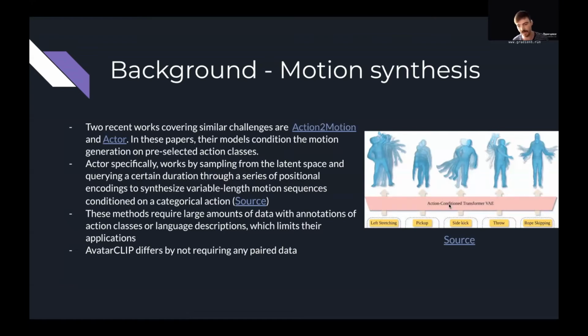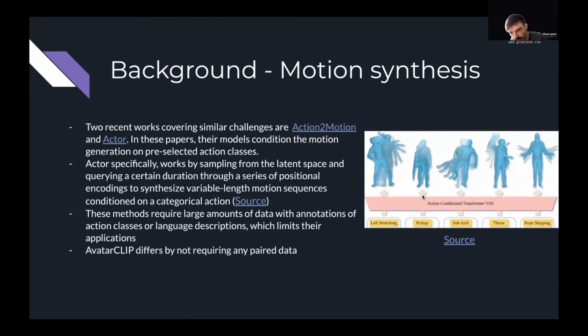So if we look on the right here, we have a figure from the Actor paper, and here we can see a bunch of different inputs: left stretching, pickup, side kick, throw, rope skipping. As they are inputted to this action condition transformer variational autoencoder, it generates a sequence of different poses that represent this categorical action. So left stretching shows that full range of stretch.